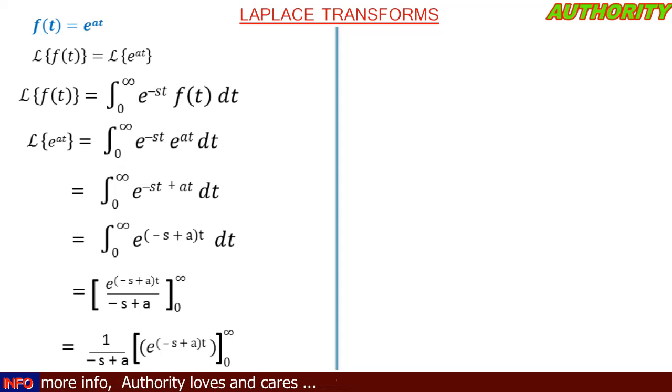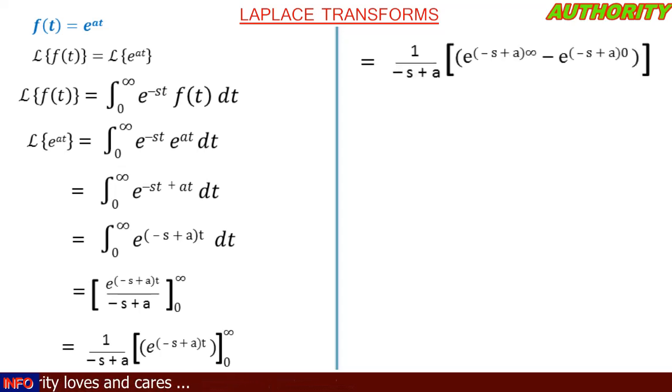Let's plug in the upper limit minus the lower limit. Doing so, we're going to have 1 all over minus (s plus a) in bracket e raised to power minus (s plus a), in place of t, we'll replace with infinity, minus e raised to power minus (s plus a), in place of t, we'll replace it with 0.